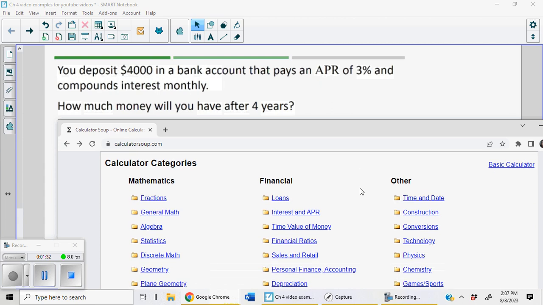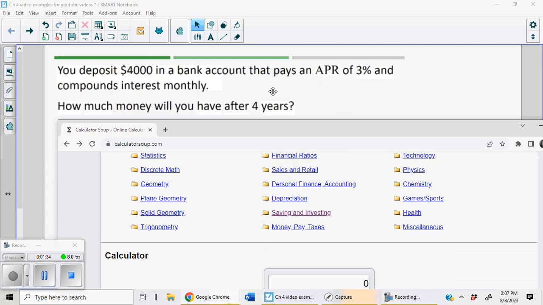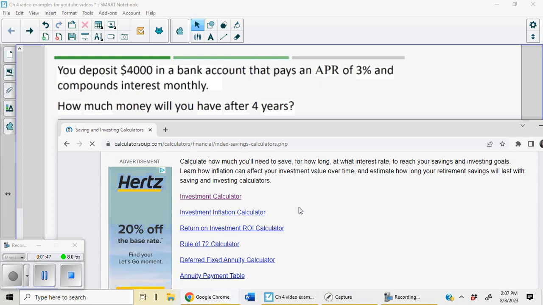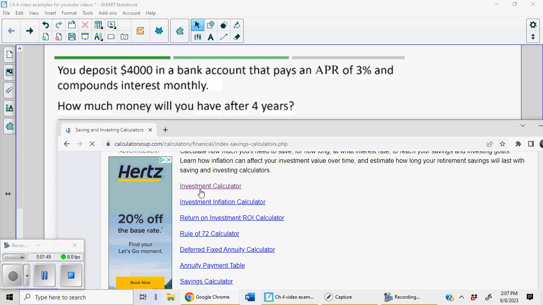And then you're going to choose, for this particular question, because we're talking about compound interest and how much money you'll have in the future, we're talking about saving and investing. Once you get to that screen, there's a lot of different options. The one I like to choose is this investment calculator.